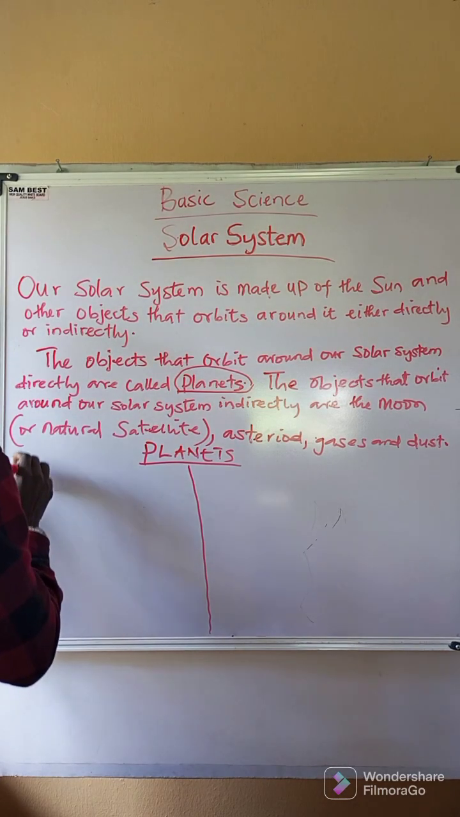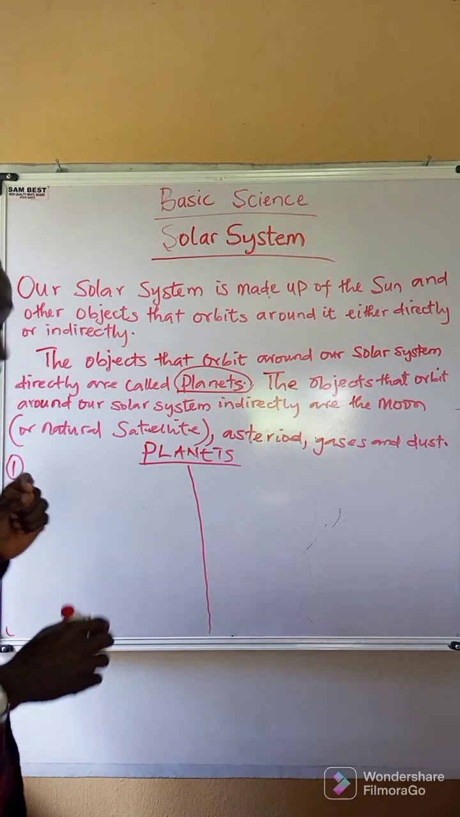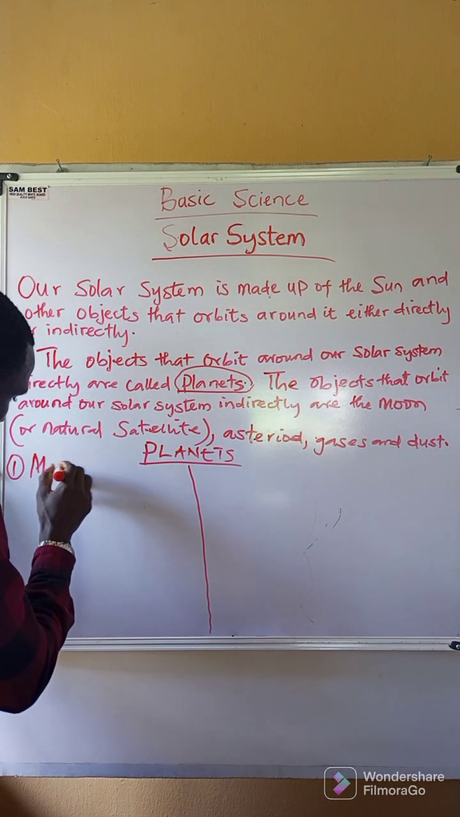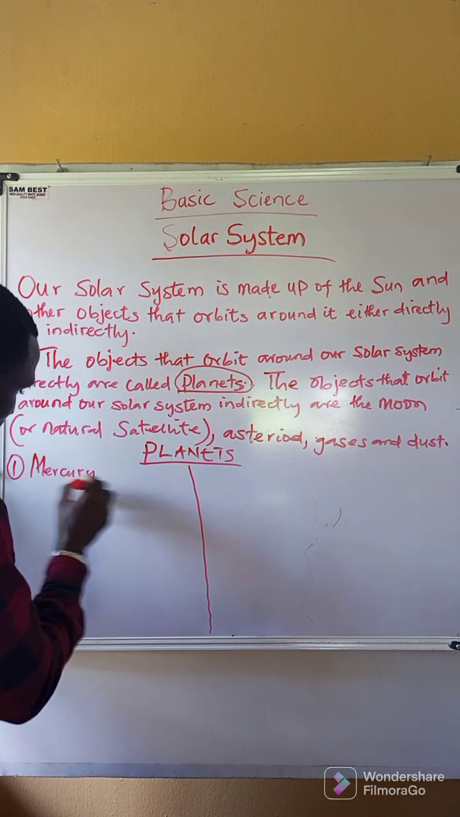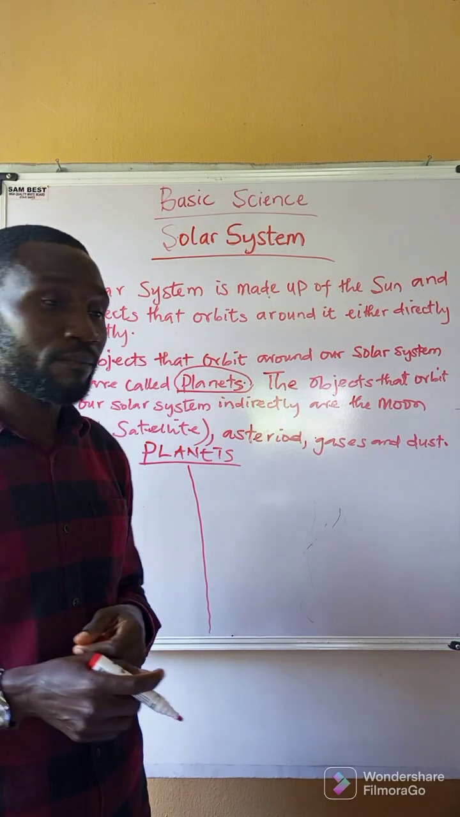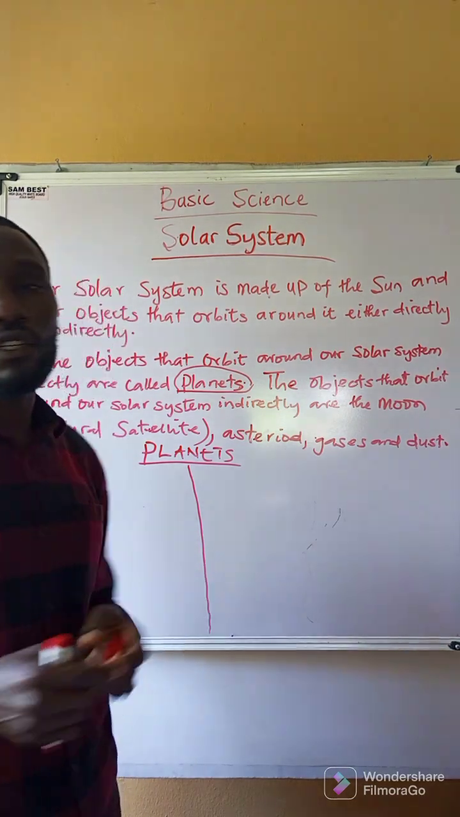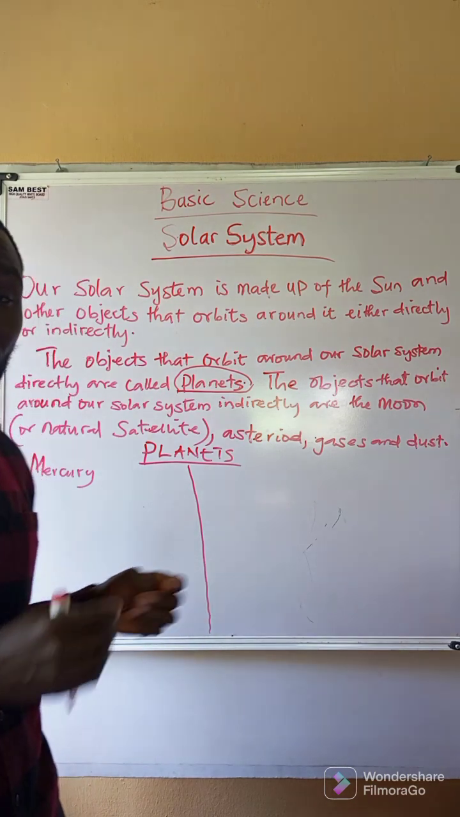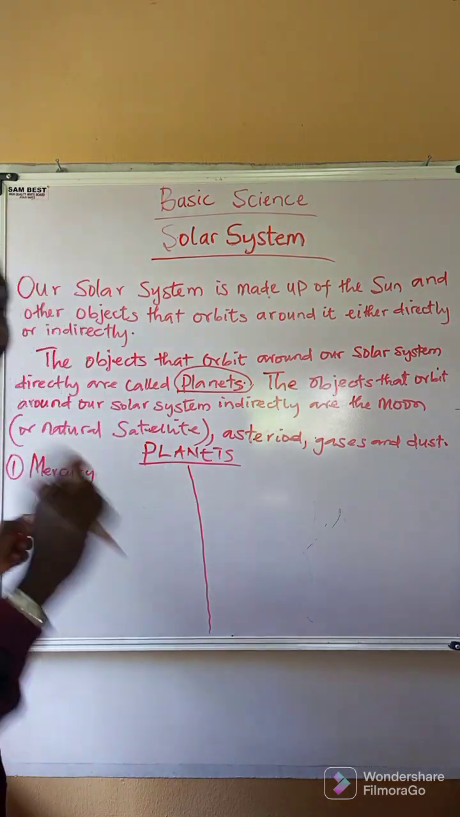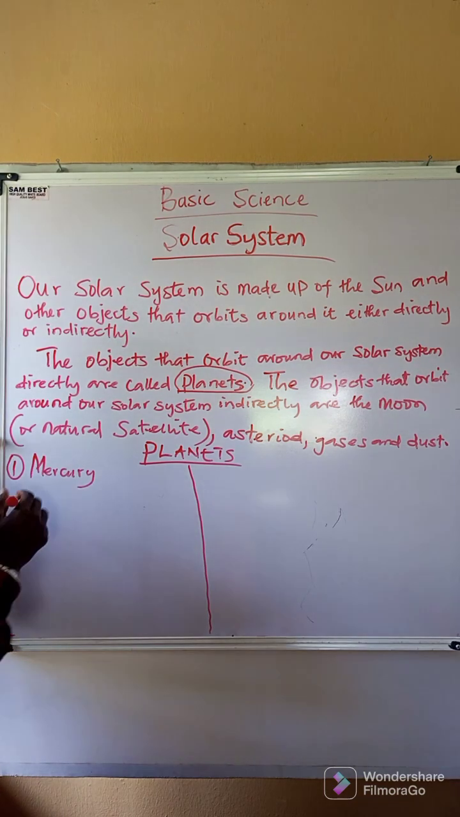Number one, we have Mercury. Have you heard of this? Yes, this is our number one planet in our solar system, and it is the closest to the sun. It's the closest, and it's very small in size.